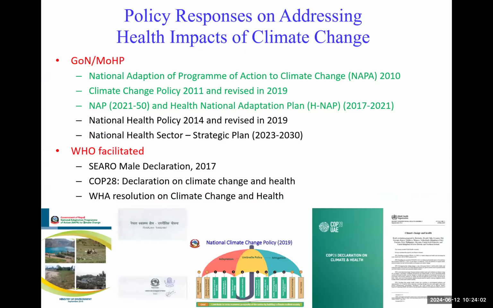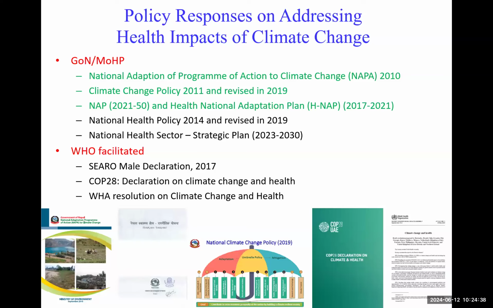Realizing this issue, the political leadership has reflected the health impacts of climate change in several policy documents. We can mention a few of them, like the National Adaptation Program of Action, developed in 2010, where health was already considered. Then we have the Climate Change Policy revised in 2019, and the National Adaptation Plan. Also, in the National Health Policy and the National Health Sector Strategic Plan, the health issues related to climate change have been well reflected.